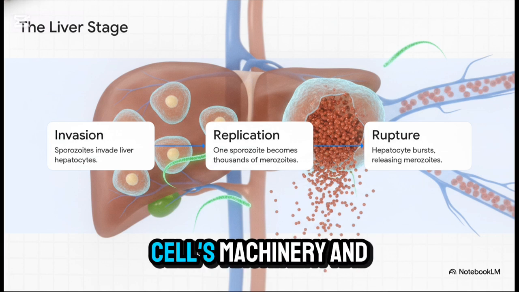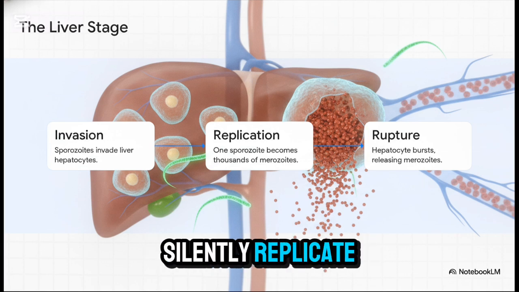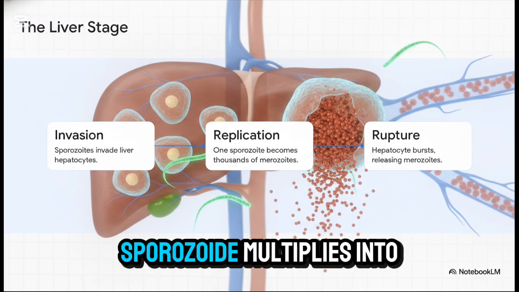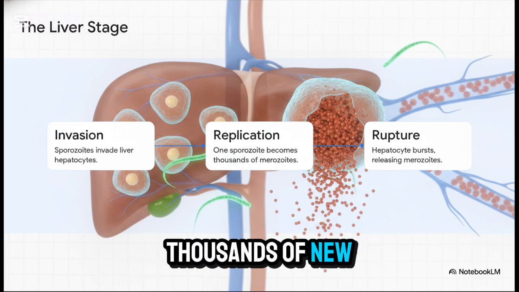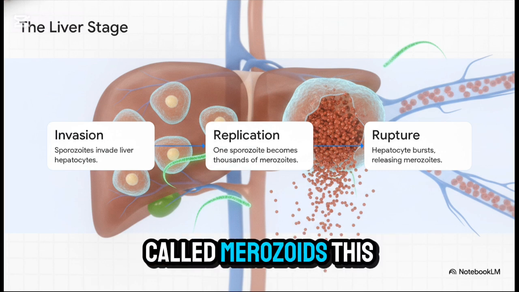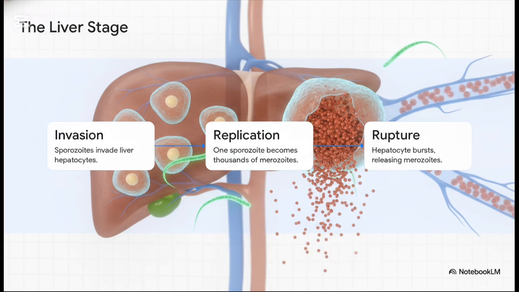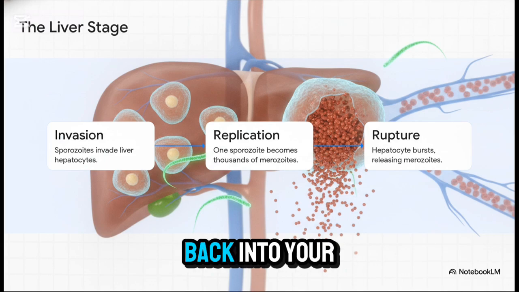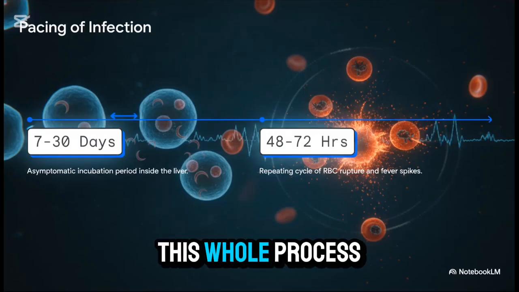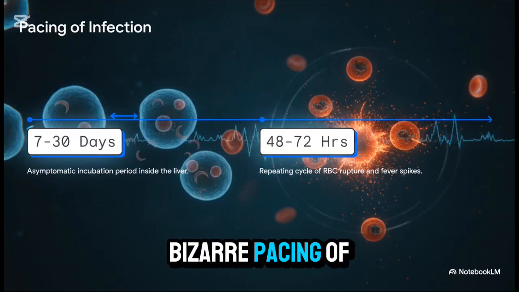They hijack the cell's machinery and silently replicate. Just one single sporozoite multiplies into thousands of new forms called merozoites. This keeps going until the liver cell literally swells up and bursts open, dumping this massive new army right back into your bloodstream. This whole process really highlights the bizarre pacing of the disease.